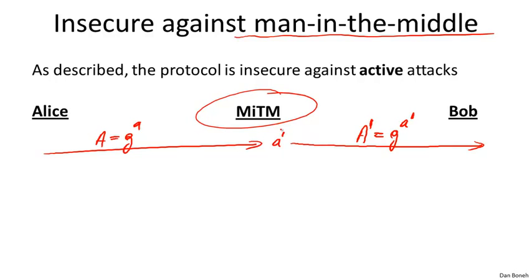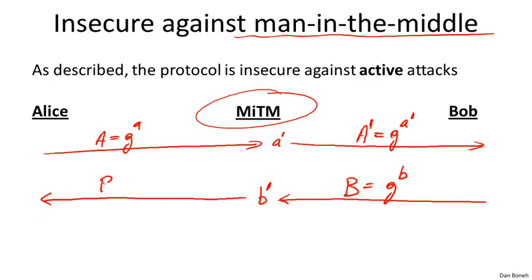Now, poor Bob doesn't know that the man in the middle actually did anything to this traffic. All he sees is that he got the value A prime. As far as he knows, that value came from Alice. So what is he going to do in response? He's going to send back his value B, which is g to the B, back to Alice. Again, the man in the middle is going to intercept this B. He's going to generate his own B prime, and what he actually sends back to Alice is B prime, which is g to the B prime.